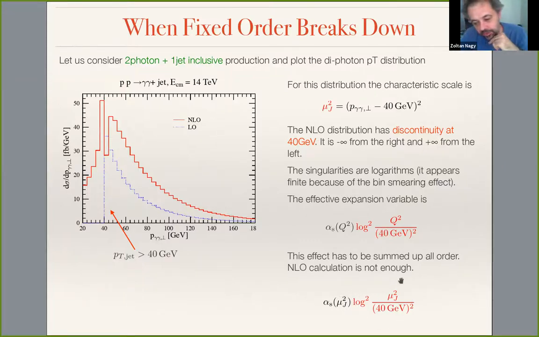But that's a problem because this log becomes big. So when this PT gets closer and closer to 40 GeV, this mu j becomes zero, and this log becomes an infinity, becomes large. Of course the alpha s is not really small anymore, but because it's also running, you can consider it as a small thing. But together, this factor is actually order one or even bigger. So that's the problem, and that means the perturbation theory breaks down, and the effective expansion parameter is not alpha s anymore.